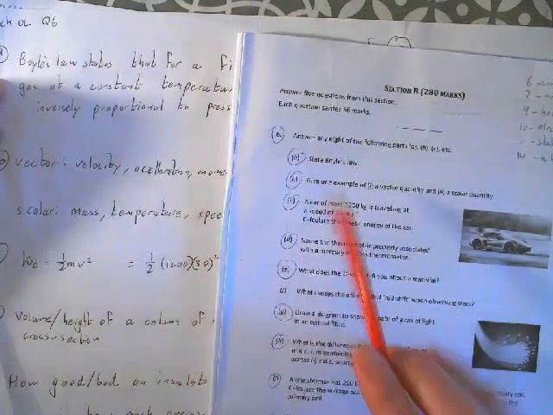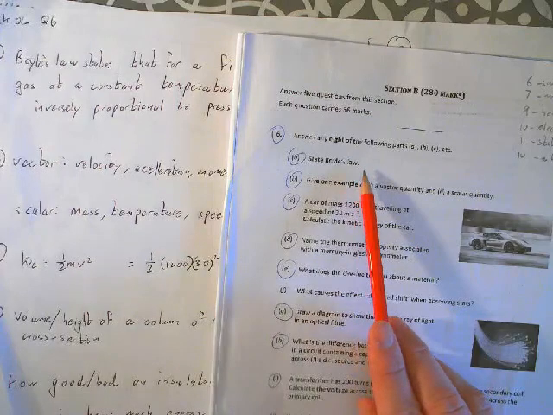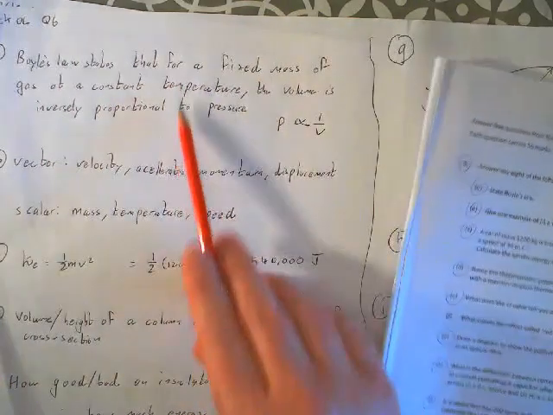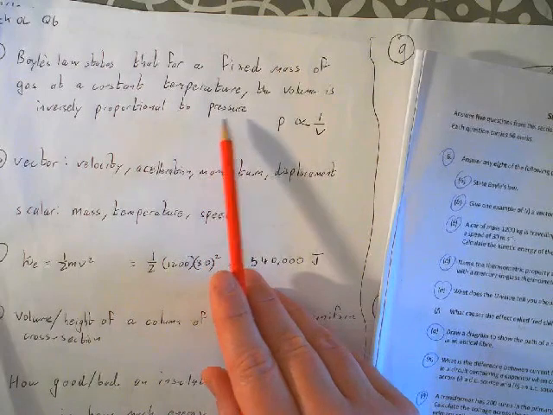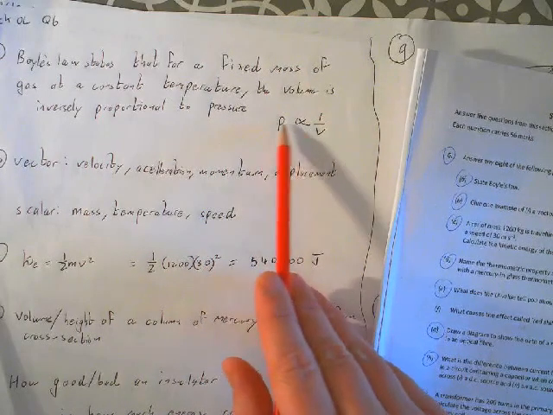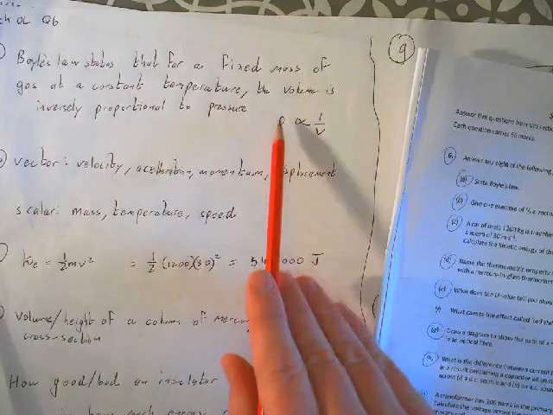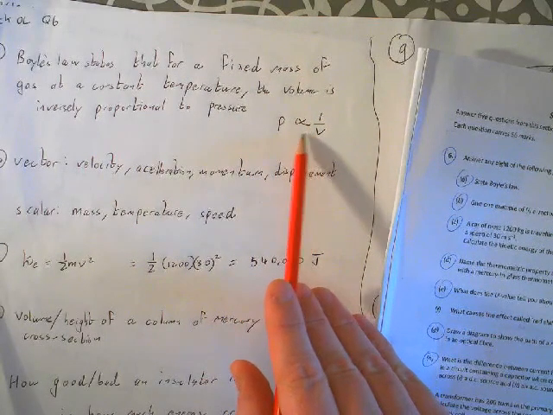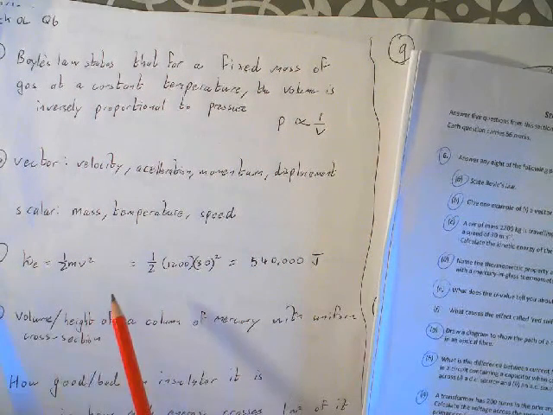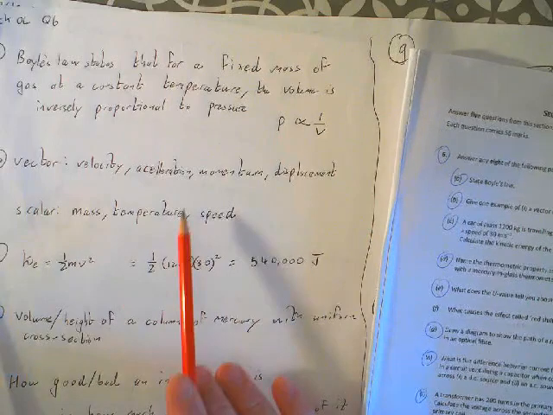State Boyle's law, basically that pressure and volume are inversely proportional. So for a fixed mass of gas at a constant temperature, volume is inversely proportional to pressure. Or you could have gone with pressure is inversely proportional to volume. Both are true. It's absolutely fine. So that as you increase pressure, you decrease volume, or vice versa.